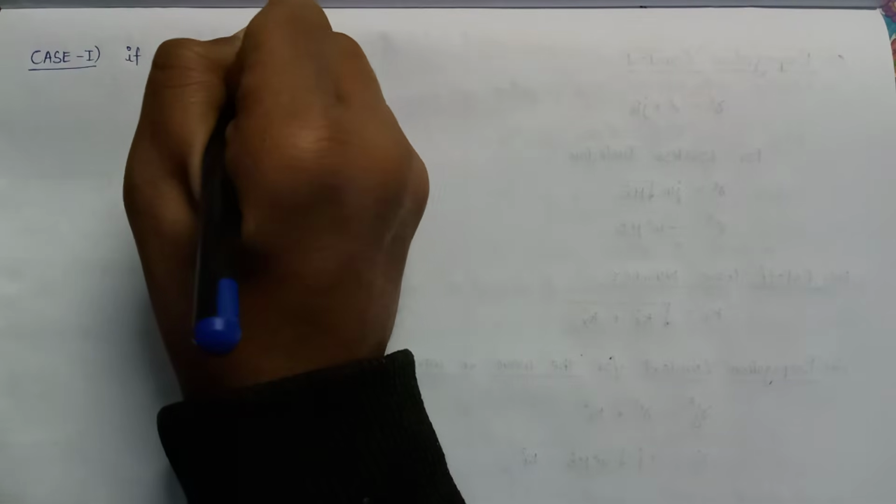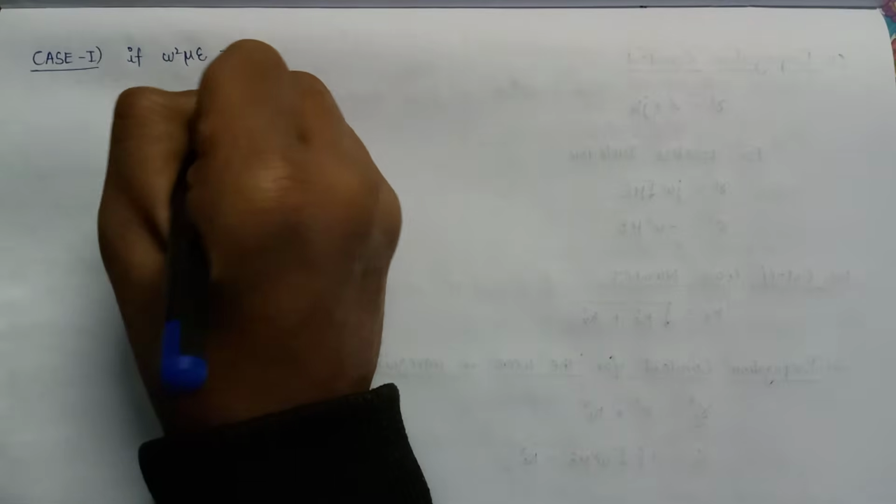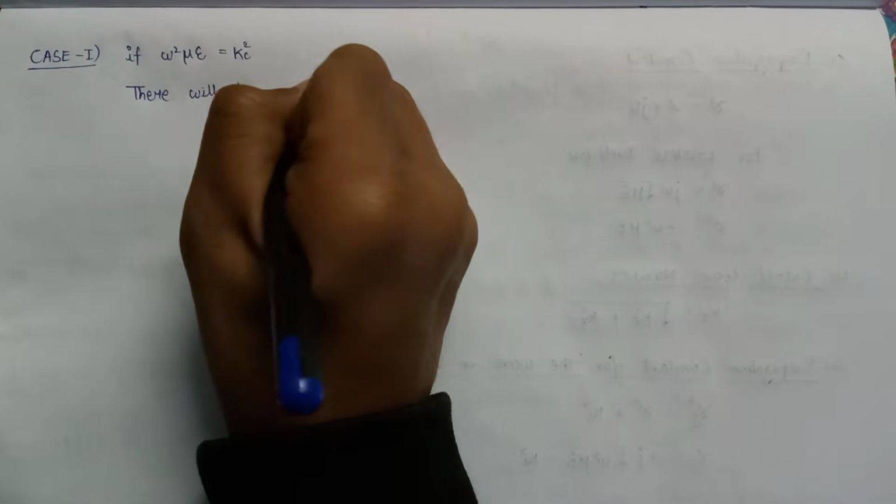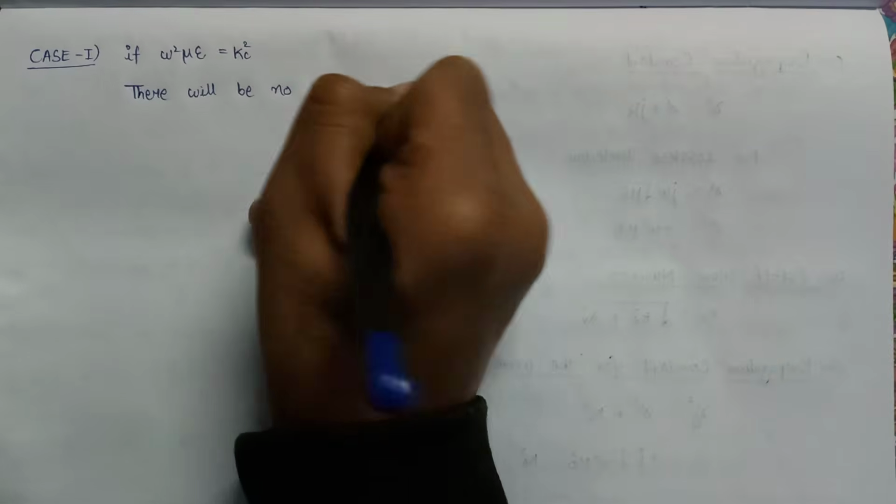Now let us have a look at the three cases that are associated with wave propagation in a waveguide. So here is case number 1. According to case number 1, if the value of omega square mu epsilon is equal to the cutoff wave number square, in this condition we can say that there will be no wave propagation.